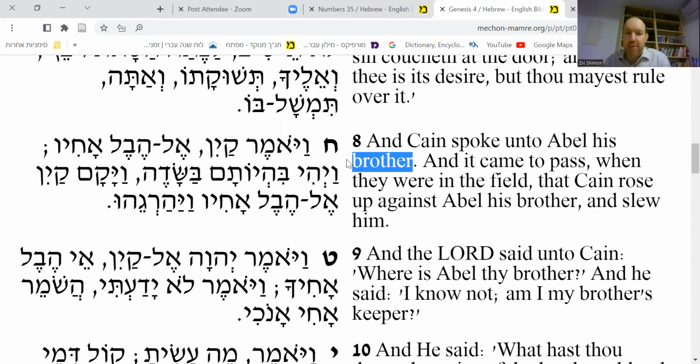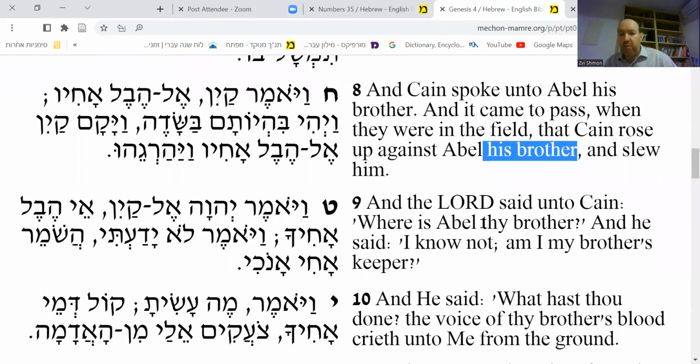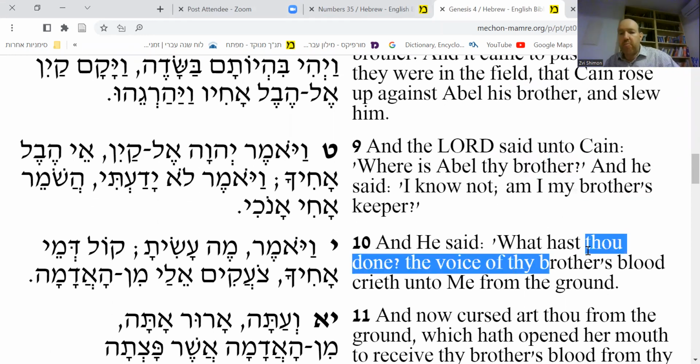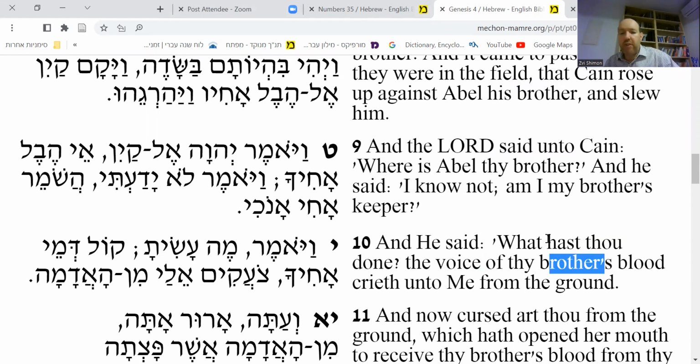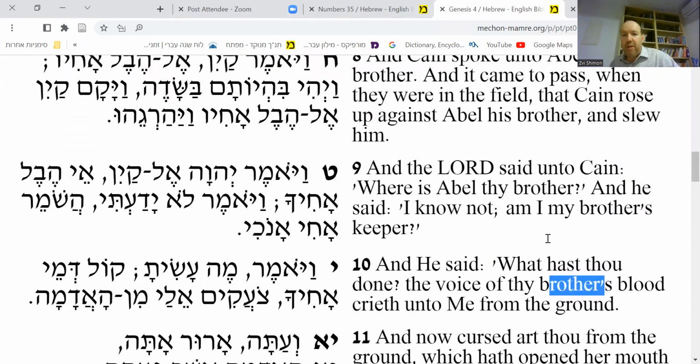So maybe you forgot the beginning of the story. But look, in the same verse again, then Cain rose up against Abel, his brother. We know they're brothers, right? Where is Abel, your brother? Well, who else? What other Abel is around, right? Your brother's keeper, fourth time, right? Your brother's blood. Look how many times we see the word brother appearing here.